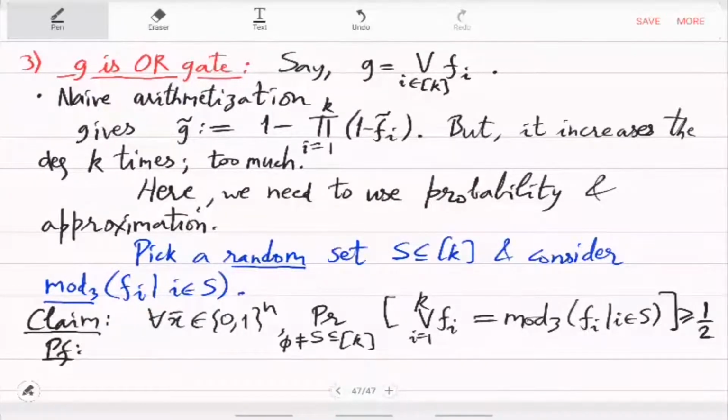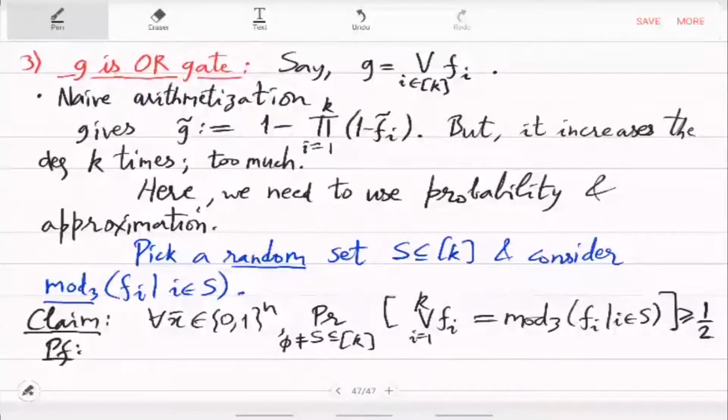So how do you show that OR is equal to this mod 3 of a random set of Fi's on half of the inputs? Well, so in simplest form, the idea is that suppose only one of the Fi's was 1, the rest were all 0, right? So what is the chance that you will pick this Fi which is 1, or what is the chance that you will not pick it? So you have to show that the chance is half, okay, of picking it or not picking it. So let us formalize that.